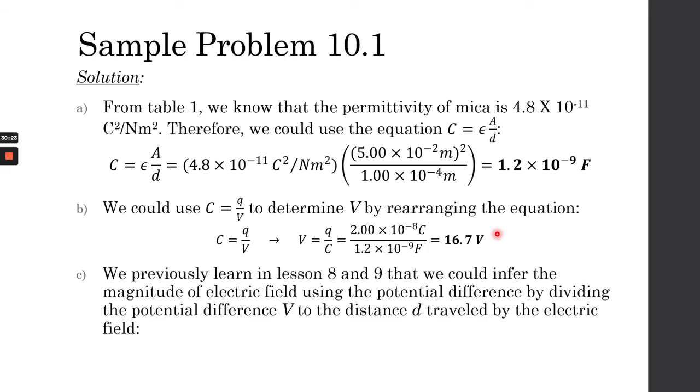And lastly, we previously learned in lesson 8 and 9 that we could infer the magnitude of the electric field using the potential difference. We have the potential difference and we have the distance between the two plates that is making this potential difference. Therefore, we can use the equation E is equal to the potential difference divided by the distance to solve for the magnitude of the electric field in between the two plates. So that's our problem 10.1.